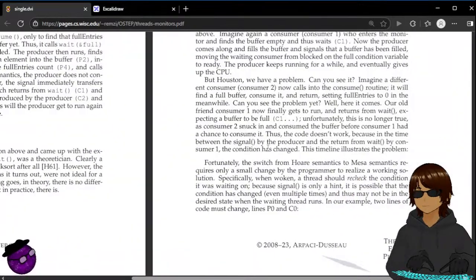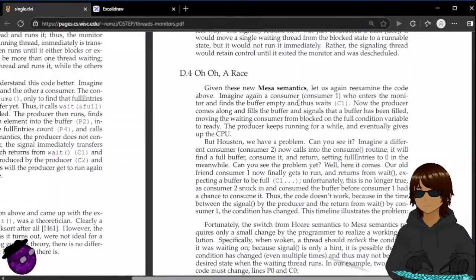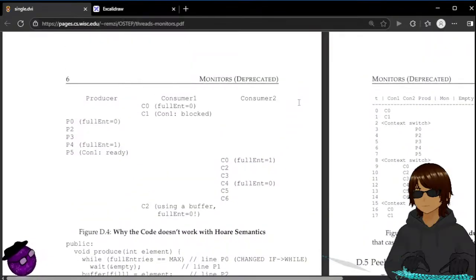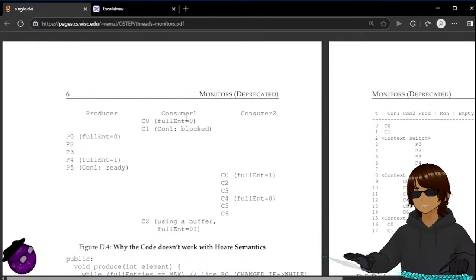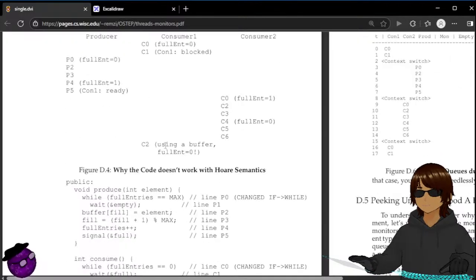Wait, what's the change? Lines P0 and C0. So producer, consumer 1, and consumer 2. Consumer 1 sees full entry 0 and is blocked. The producer, with full entry 0, then changes the full entry to 1. Condition 1 becomes ready. Consumer 2 changes the full entry to 0 because it consumes the buffer. Going back to consumer 1 using a buffer, but the full entry is now 0.